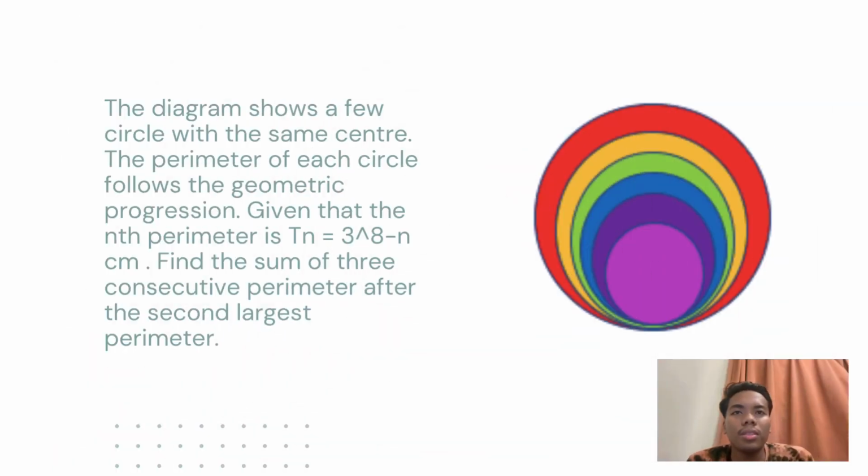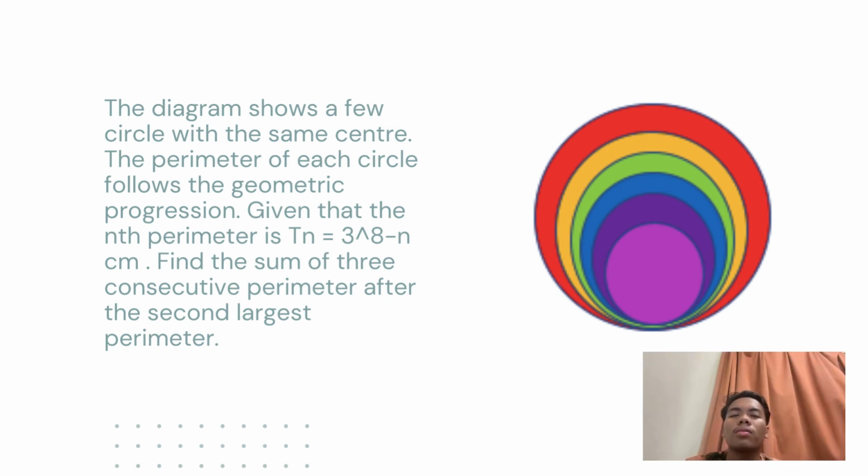Okay, so moving on to the second question. The diagram shows a few circles with the same center. The perimeter of each circle follows a geometric progression. Given that the nth perimeter is Tn equals 3 over 8 minus n centimeter. The question is, find the sum of 3 consecutive perimeters after the second largest perimeter. Okay, so how can we solve this question?